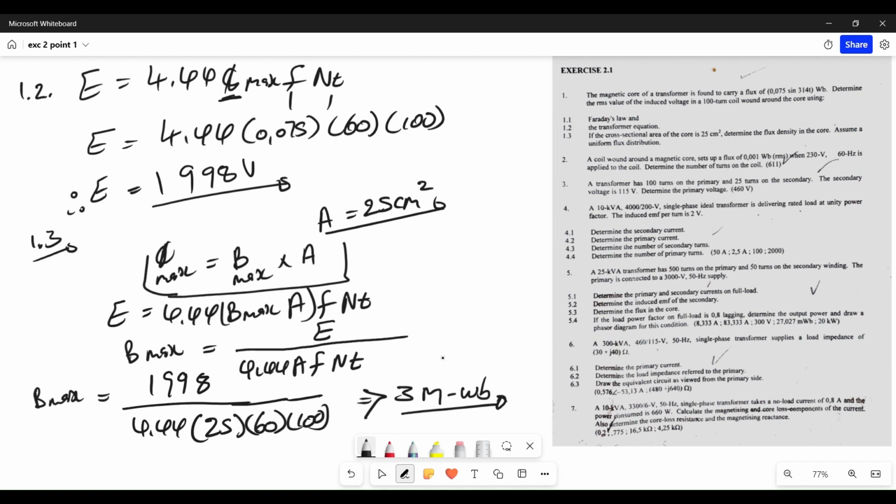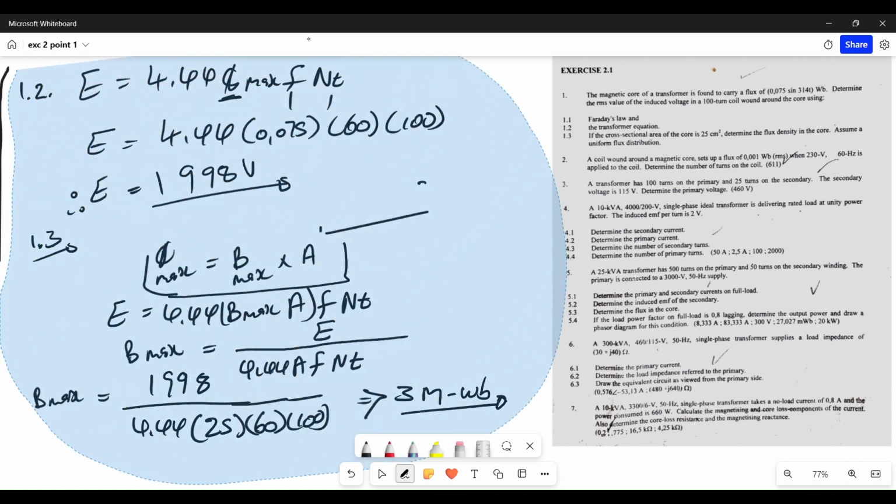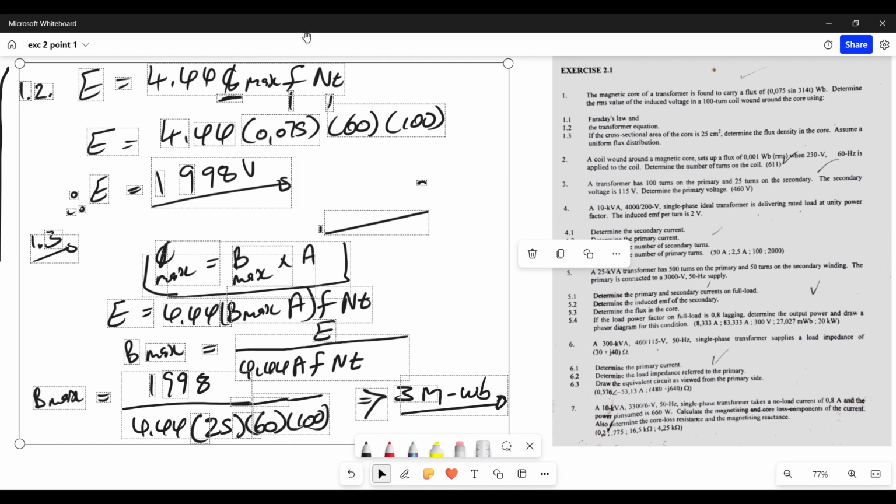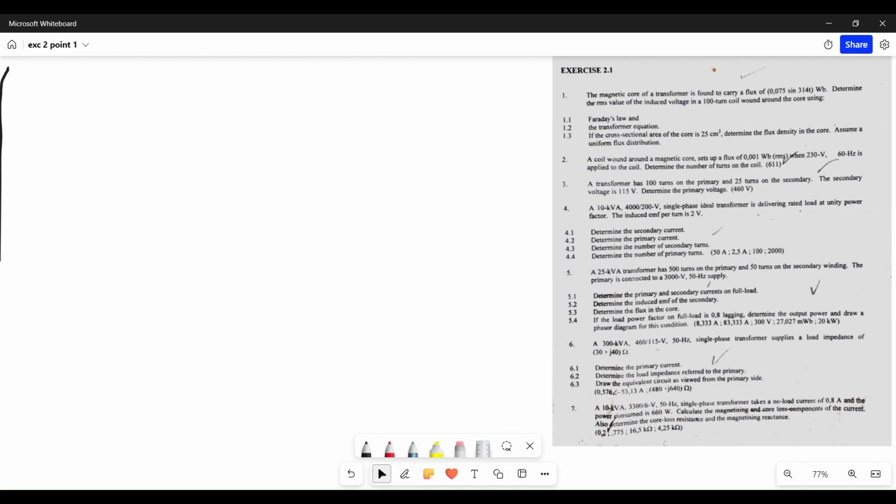Okay, so let's move on to question number 2. Likewise, I'm erasing everything, guys. I really need space, and I need to get to question 7. I need to make sure that everything that I write on the screen is clear and understandable for you guys who will be watching.